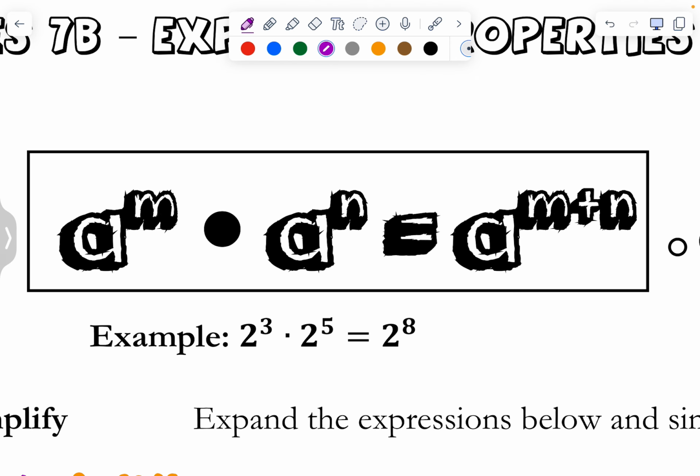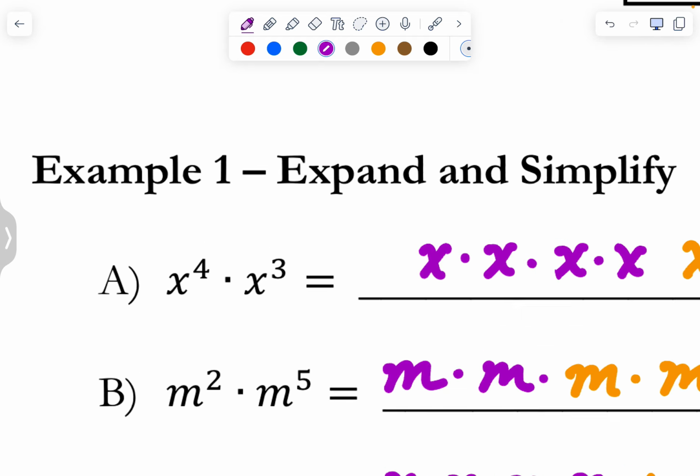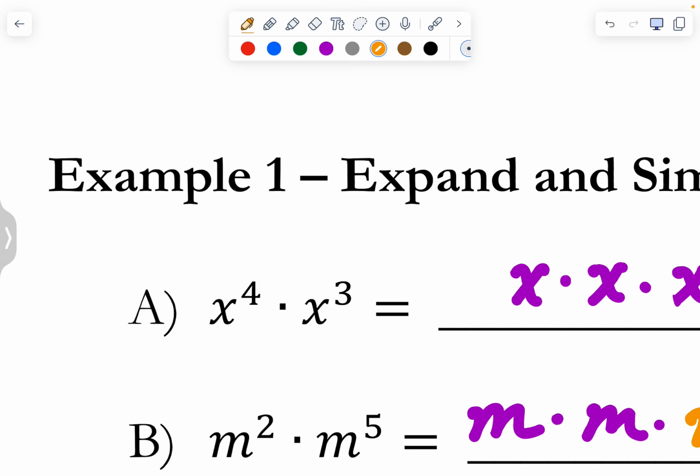So in this real simple example, you'll notice we have 2 to the third times 2 to the fifth. We take that 3 and that 5, we add them together, and we get 2 to the 8th. So let's look at why that's true. I expanded these just to save a little bit of time here, but the product rule states that if I'm doing x to the fourth times x to the third, I should get x to the seventh, right?